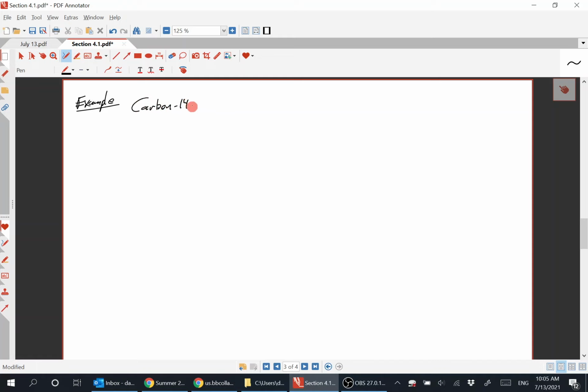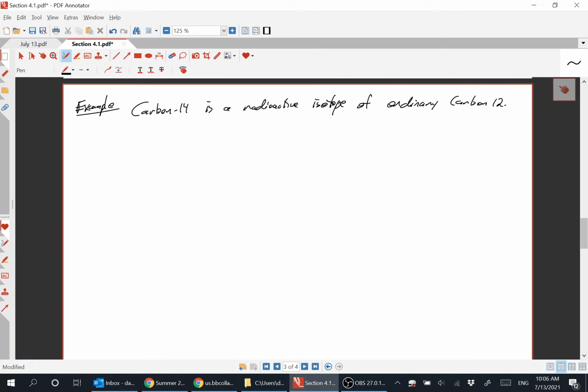So carbon-14 is a radioactive isotope of ordinary carbon. It's got some extra neutrons in the nucleus, which makes it decay in a radioactive fashion.